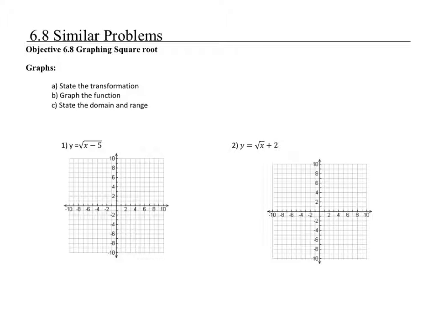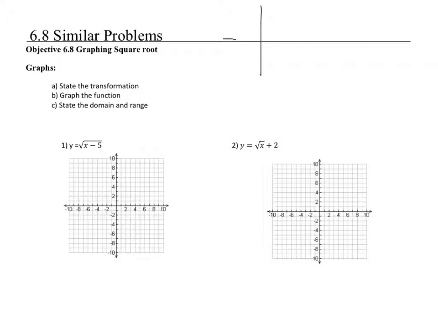To 6.8, reteaching. If we look here, we need to do 3 things for each one of these problems. We have to first state the transformation. We then have to graph the function, and we then have to state the domain and range. When I am doing this, one thing I have to know is what the parent function looks like. If I don't know what the parent function looks like, it's pretty hard to do.